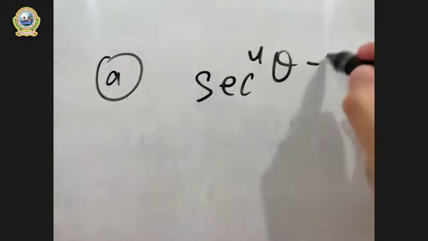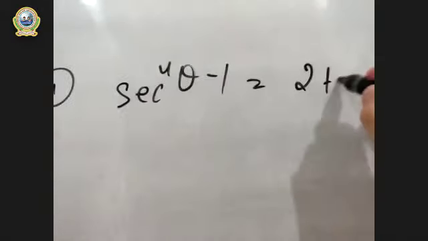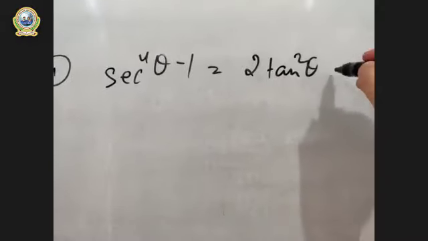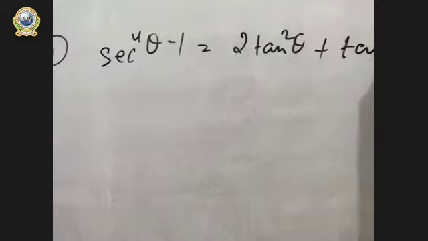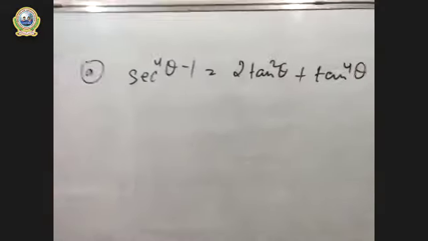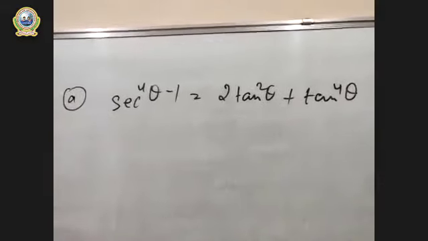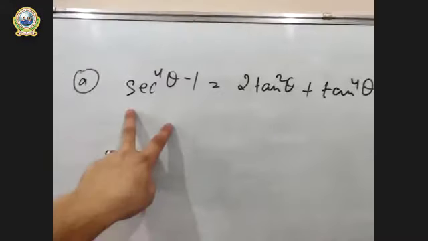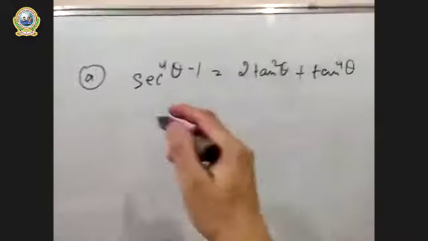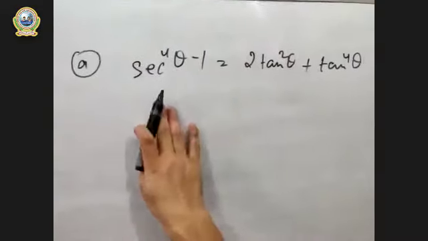Now our first question says sec power 4 theta minus 1 equals 2 tan square theta plus tan power 4 theta. Now, what do you think? Should you start from the left part or the right part? You can go either way, but I think it is easier to go from the left. Why? I'll explain. Let's go with the left part.